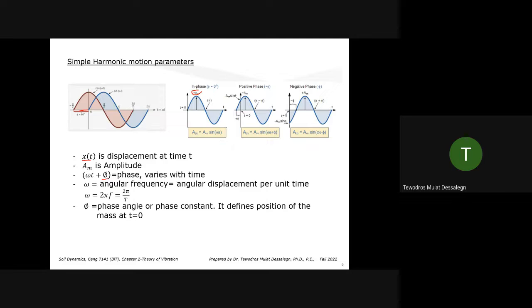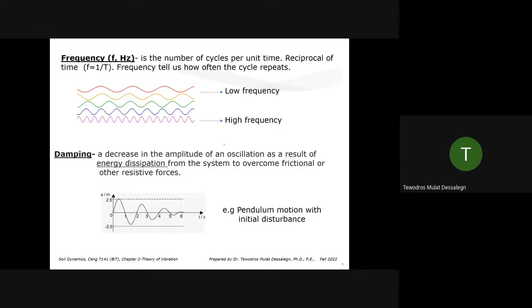You can have a phase of 0 when you start, or you can have a plus angle or a minus angle. Depending on where you start, you can have all these different characters of a sine or cosine function. Usually we use sine, but the cosine function is also another representation. Omega is the angular frequency, angular displacement per unit time. Phi is the phase angle or phase constant. It defines the position of the mass at time t equal to 0. It can be 0 if it's at t equal to 0. And frequency, we already defined it, saying it's a reciprocal of time or how many cycles we have.